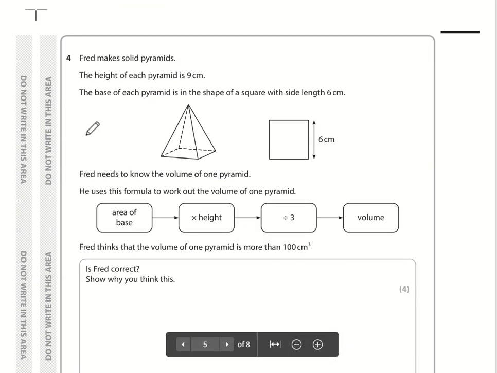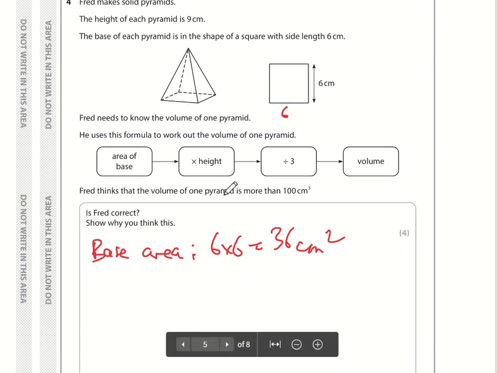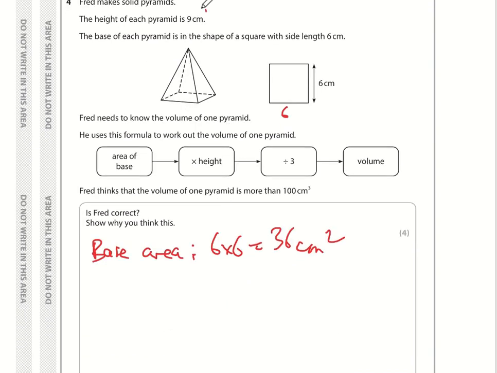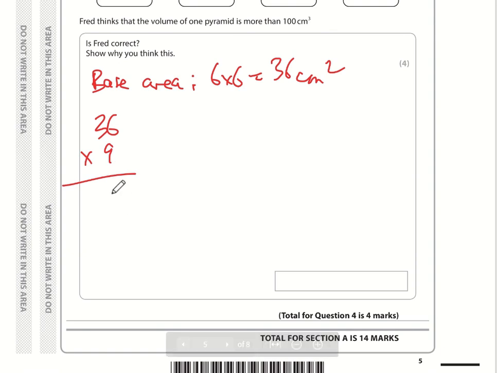Question number 4. So we know that it's a square-based pyramid and it's a square with a side length of 6, so 6 by 6. So base area 6 by 6, which is 36 square centimetres. Now to get the volume, we are multiplying that by the height, which we've been told is 9. So 36 multiplied by 9, we're going to have to use a column method. 6 9s are 54, carry 5, 3 9s are 27, 27 plus 5 is 32.